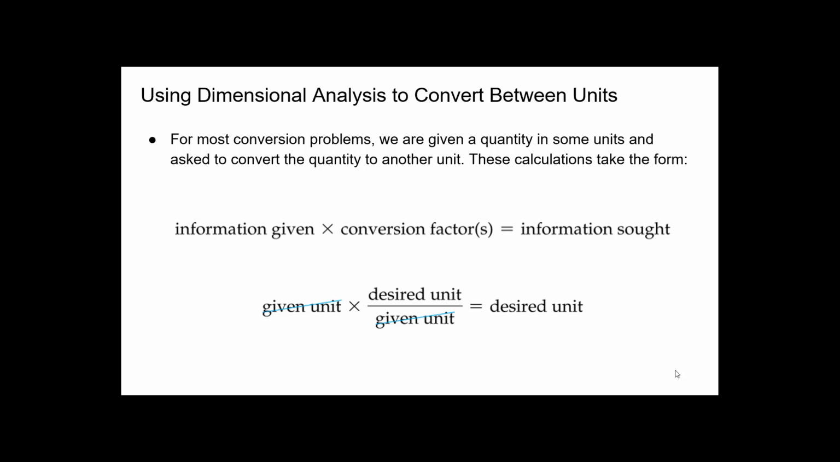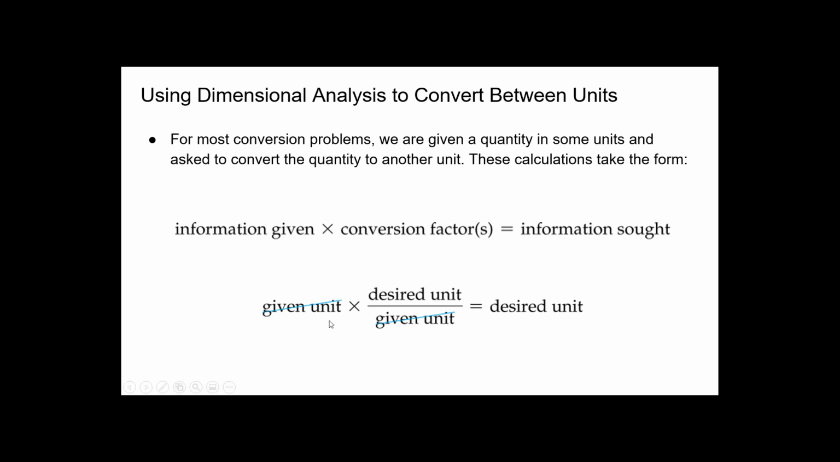So dimensional analysis is usually set up like this. This is very simplistic, and we'll start doing a lot of these problems. You are given information. You're going to multiply that information by a conversion factor. And that's going to allow you to obtain the units you need for your answer. How do you do that?